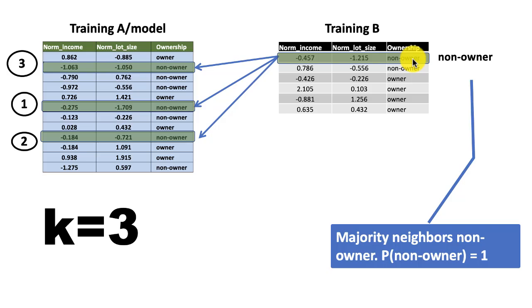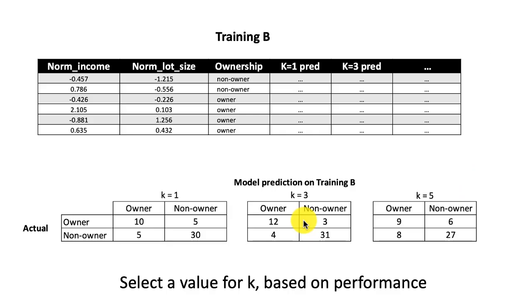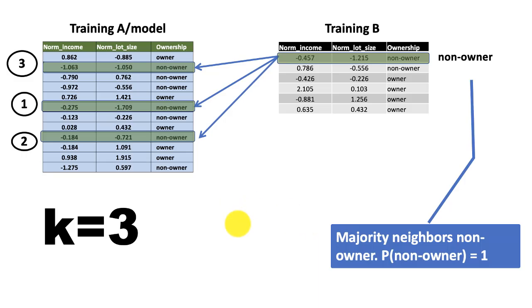Okay, and in fact it turns out to be a non-owner as well. So that's a correct classification. And if you want to compute the probability, all we're going to say is, well, the probability of it being a non-owner is 1, and the probability of it being an owner is 0. Okay, so this is what we're going to do. So this is how you calculate.